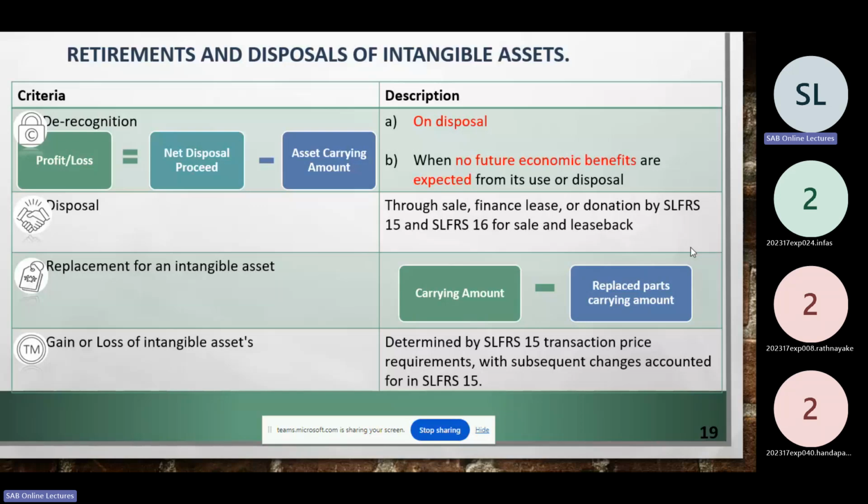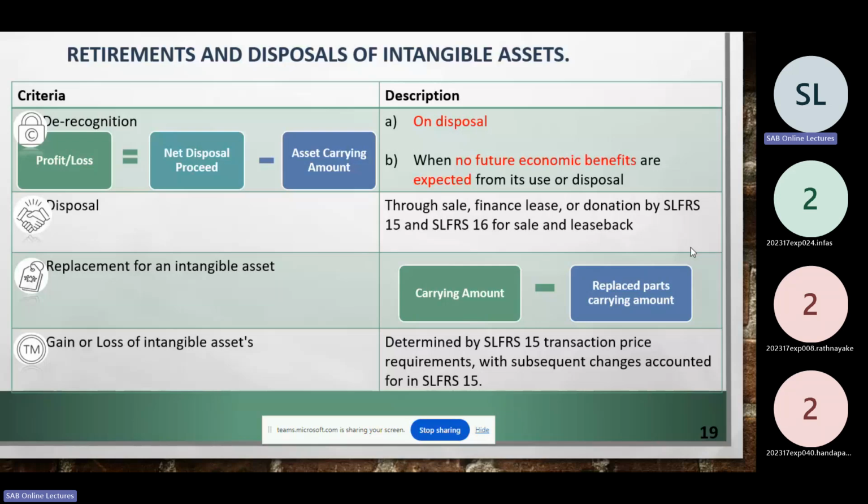Retirement and disposal of intangible asset. An intangible asset is derecognized when no future economic benefits are expected from its use or disposal. Next is how the gain or loss on disposal of an intangible asset is treated. It is recognized in profit or loss in the financial statements.